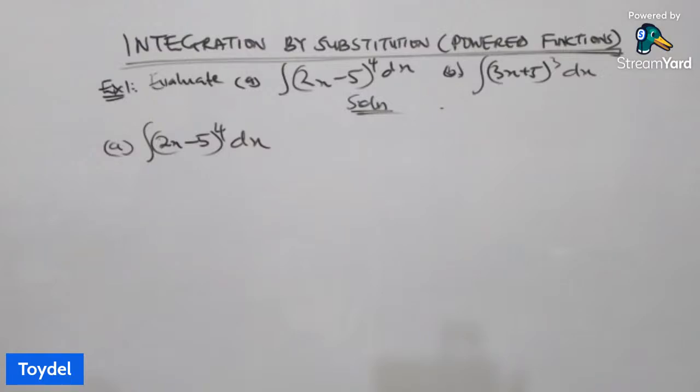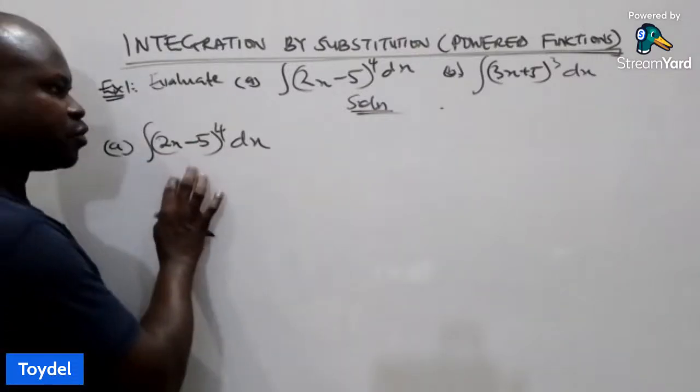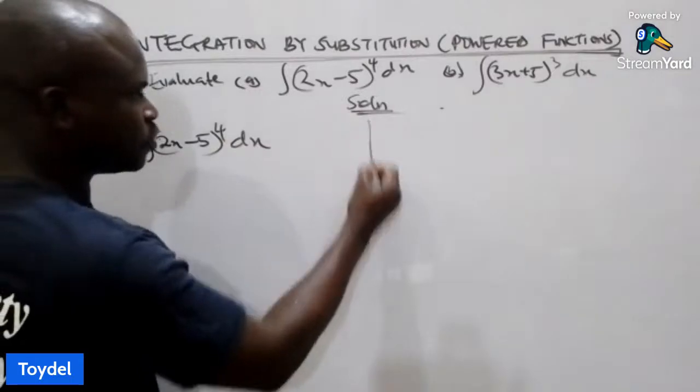If you have something like this, what you have inside that bracket, like 2x minus 5, is called the core. So we are going to represent it with another variable. We differentiate, and come up with the derivative of that variable in terms of dx. That is, if you have this type of problem, you may not be able to do this directly.